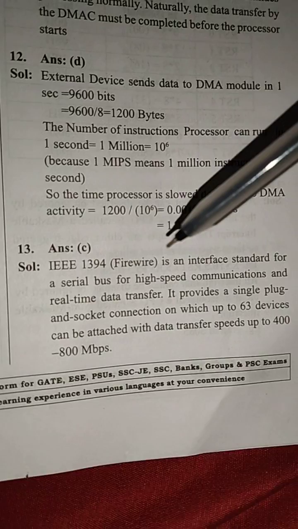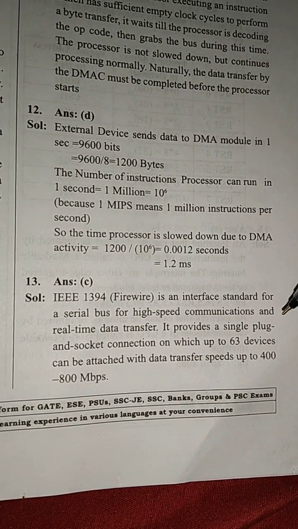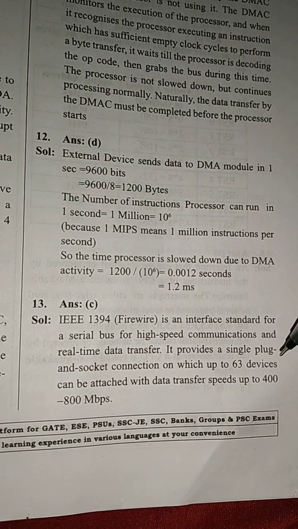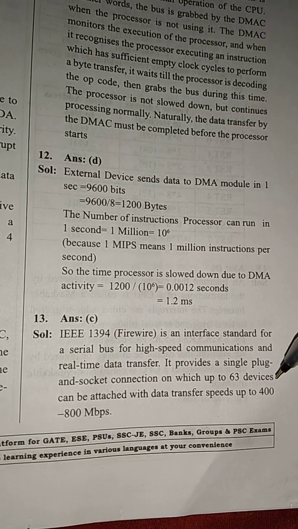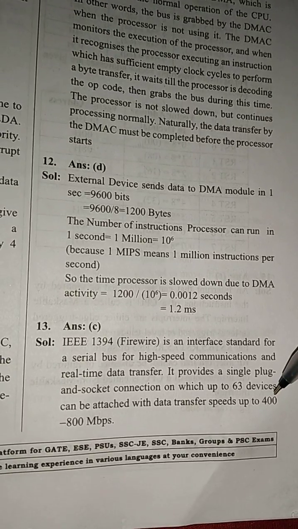IEEE 1394 FireWire is an interface standard for a serial bus for high-speed communications and real-time data transfer. It provides a single plug-and-socket connection on which up to 63 devices can be attached, with data transfer speeds of 400 to 800 Mbps.